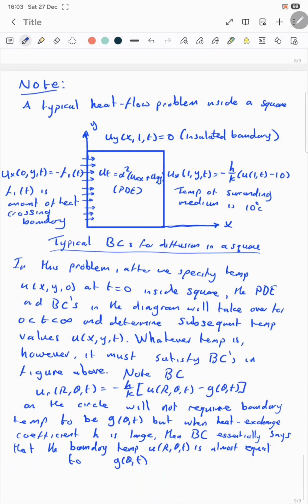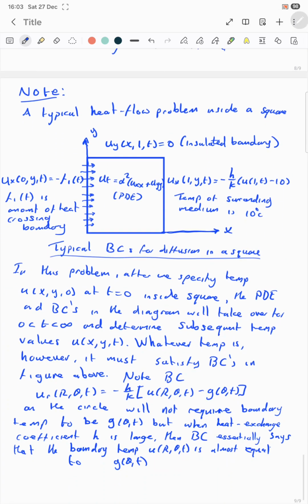H is the heat exchange coefficient. Now note a typical heat flow problem with a square, which is drawn here, and these are our boundary conditions. This represents the insulated boundary, and this likewise is the amount of heat crossing the boundary, and likewise for the other side, which is a surrounding medium. Now the typical boundary conditions for diffusion in a square.